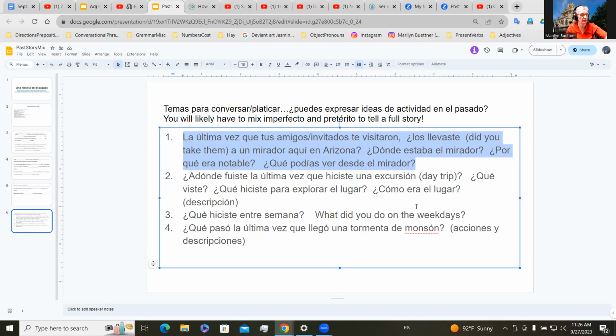What's the word that you're using for summit? La cima, C-I-M-A. La cima is the very tippy top. La cima, the summit, the top of whatever it is, a high point, whatever that high point is.